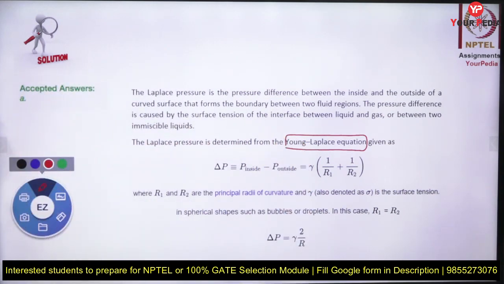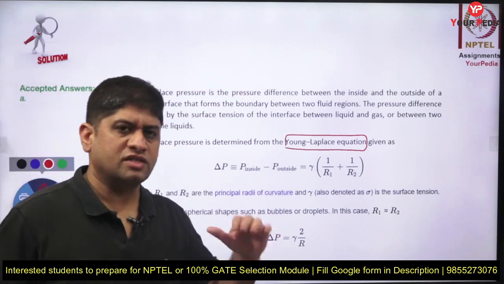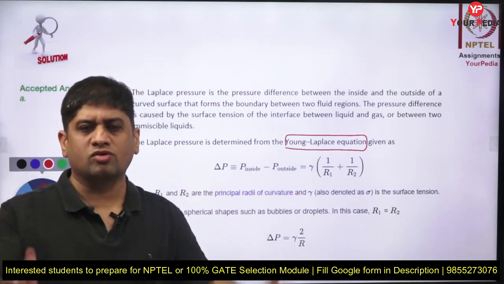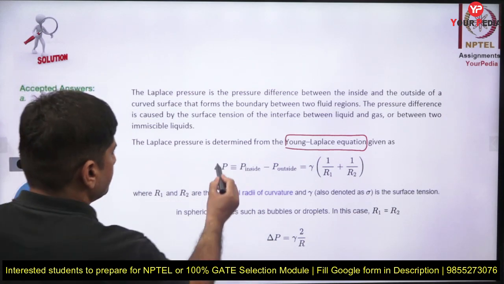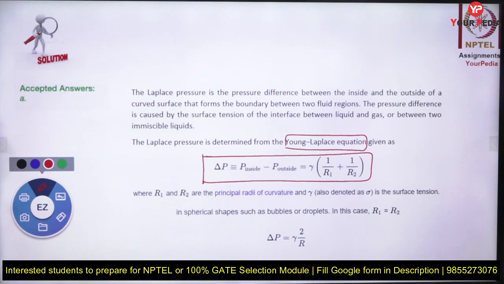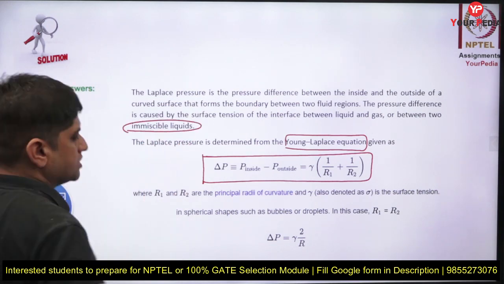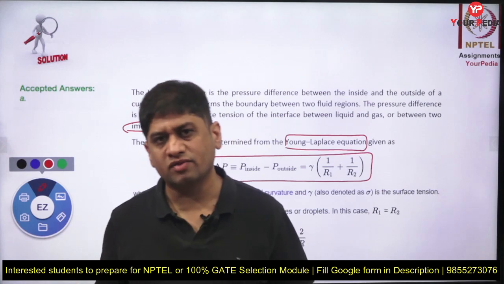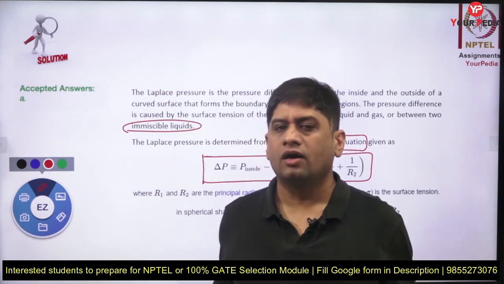The Young-Laplace equation is derived, and Professor Chakraborty has derived it in one of his videos. I don't think it is required for you to derive it, but please remember the formula. This is Laplace pressure. Laplace pressure is the pressure difference between inside and outside the curved surface that forms the boundary between two fluid regions. This pressure difference is because of surface tension at the interface between liquid and gas, or between two immiscible liquids. I told you in the first lecture that surface tension is a property of the fluid, observed at the surface molecules.